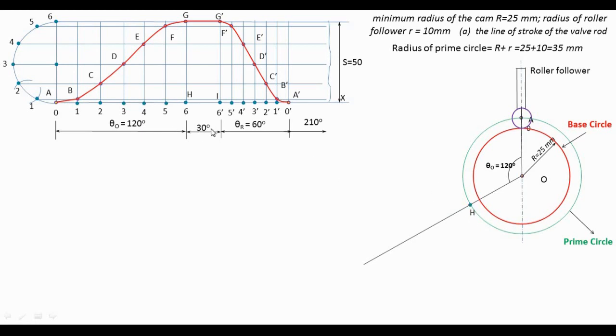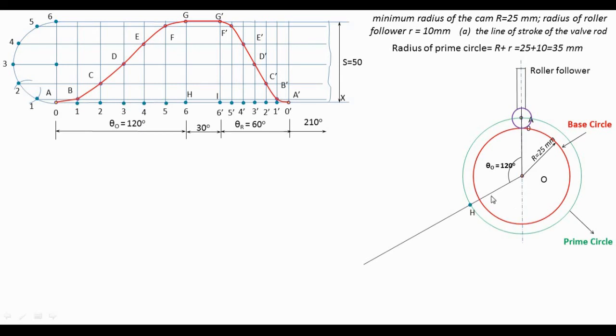Next is the dwell period of 30 degree. Here we have reduced the space in the displacement diagram. We took a scale of 2 degrees equals 1 mm, but while drawing the cam profile, we need to take 1:1 scale. We are not supposed to reduce the cam profile. It should be with a scale of 1:1. Remember that.